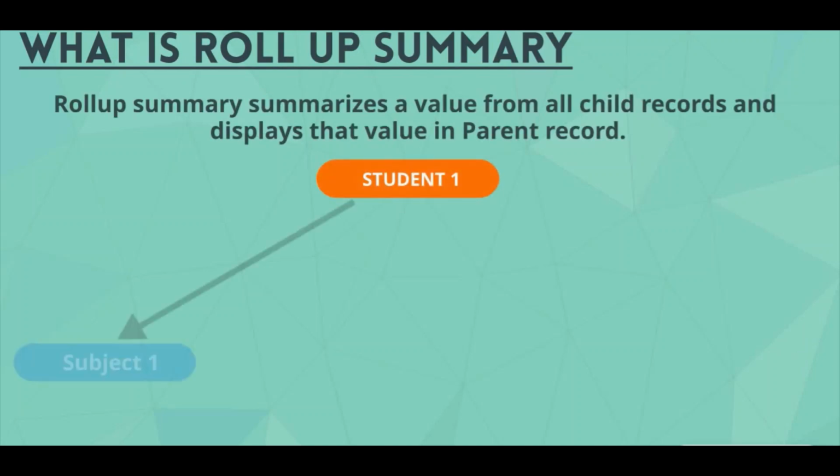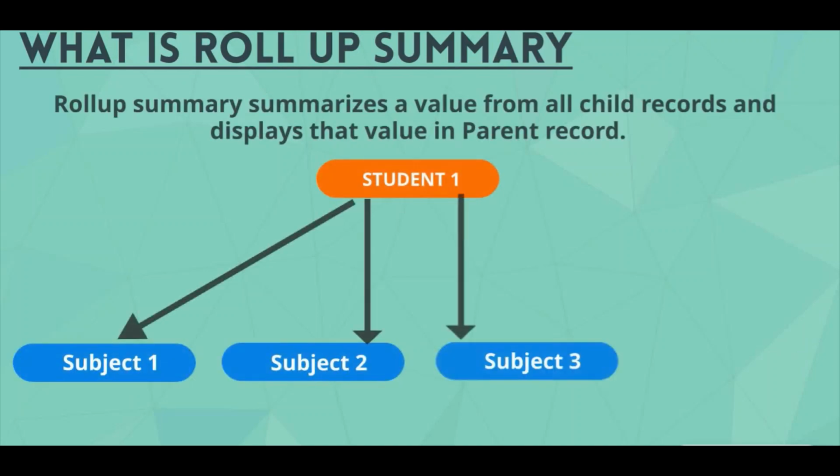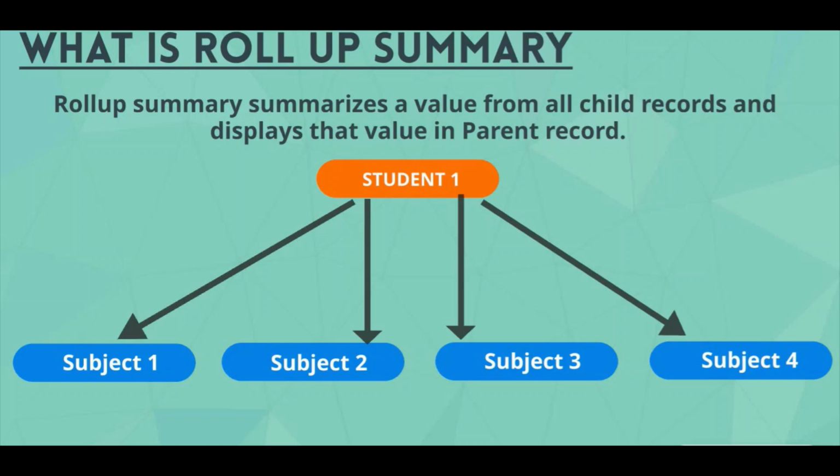First things first, what is a rollup summary? A rollup summary summarizes a value from child records and displays that value in the parent record. Let's see that with an example. If you see here, we have two different objects. One is the student object, the second one is the subject object. Student is a parent and subject is a child. So for one student record, we can have multiple subject records: subject 1, subject 2, subject 3 and subject 4.